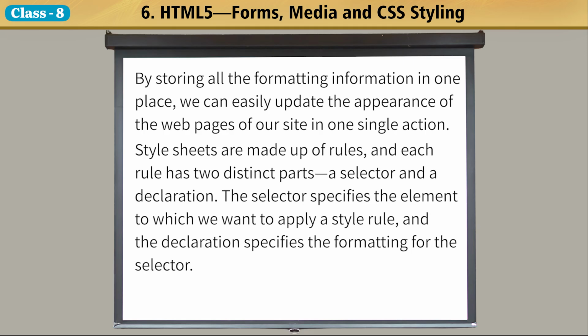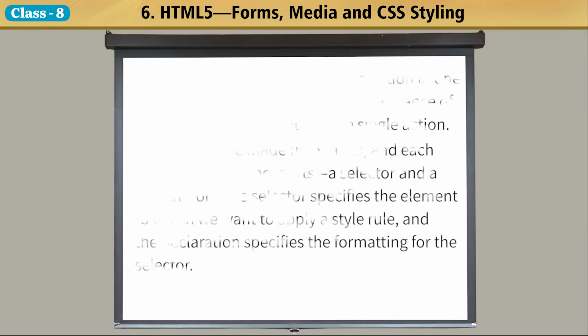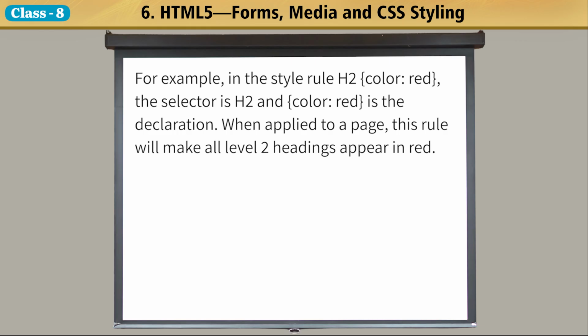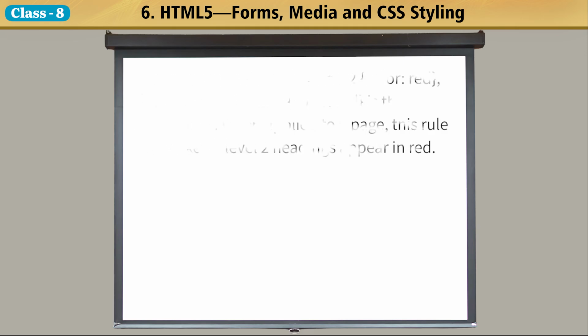Style sheets are made up of rules, and each rule has two distinct parts, a selector and a declaration. The selector specifies the element to which we want to apply a style rule, and the declaration specifies the formatting for the selector. For example, in the style rule H2 {color: red}, the selector is H2 and color: red is the declaration. When applied to a page, this rule will make all level 2 headings appear in red.